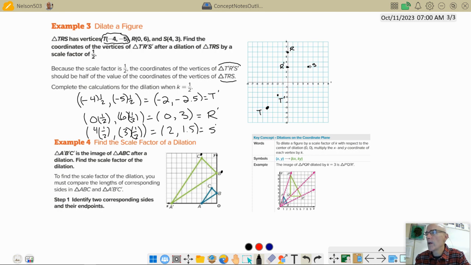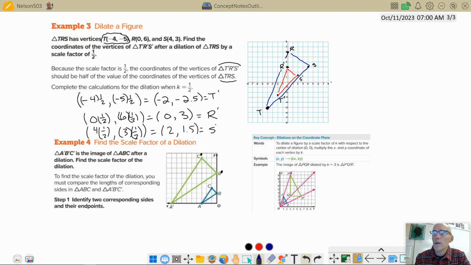Okay, so let's do that. So I go over 2 and I go up 1.5. That's my S prime right there. All right, now I'm afraid if I connect all these with lines, it's maybe going to go right through my letters, but whatever, I'll draw them in there. So there's our image, and this was our pre-image right here. Okay, so I hope I'm making this clear. It got reduced by a scale factor of 1/2.